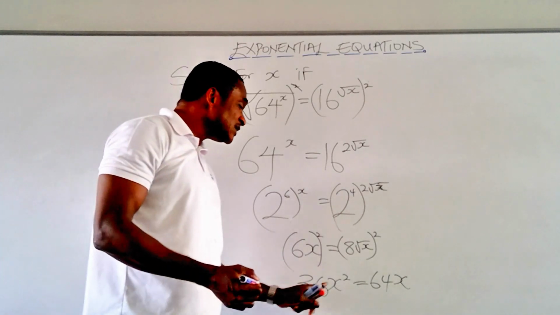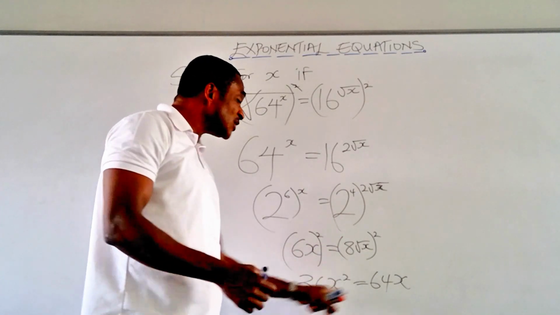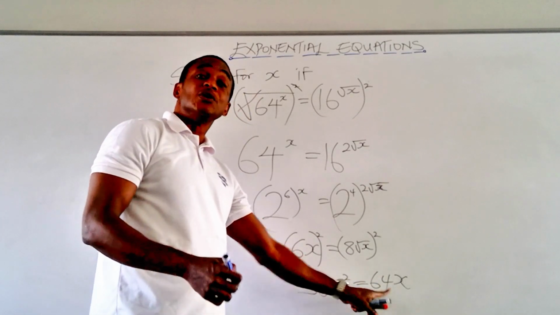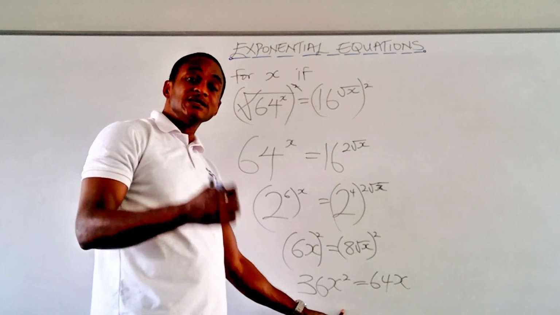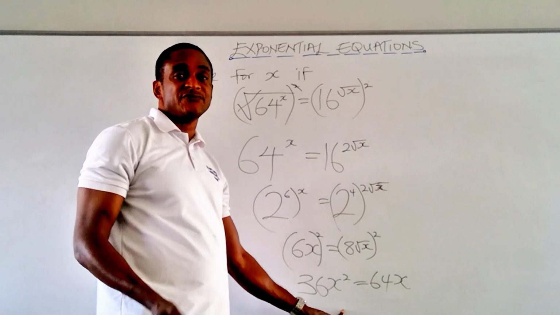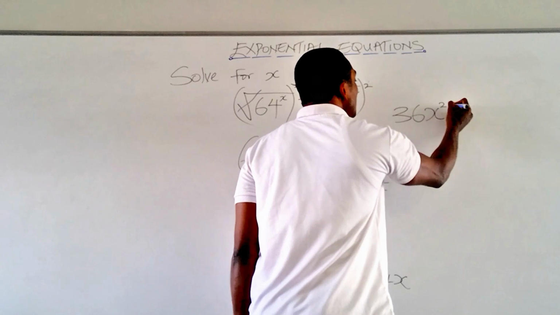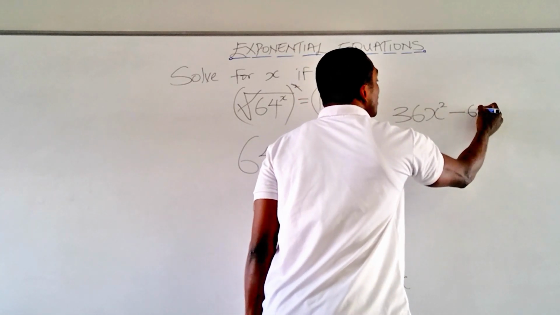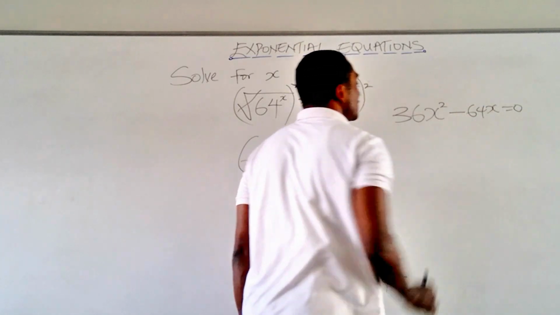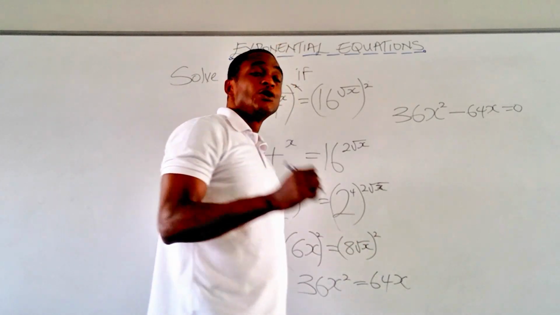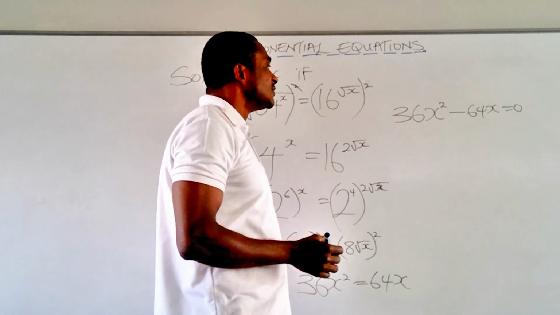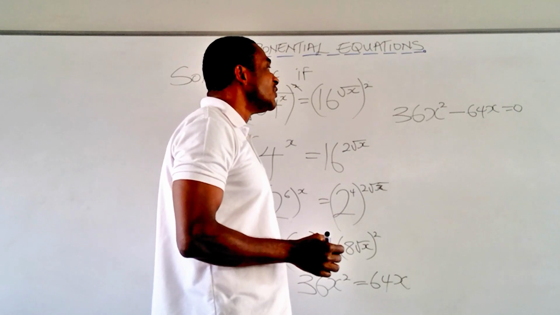Now, the next thing is to write in standard form. Please do not cancel out x here, because x has a square, it means we need to return 2 values of x. So write in standard form. Standard form means equate it to 0: 36x squared minus 64x equals to 0. And then look out for common factor. Common factor means looking out for a number that can divide either side, and we can simplify.